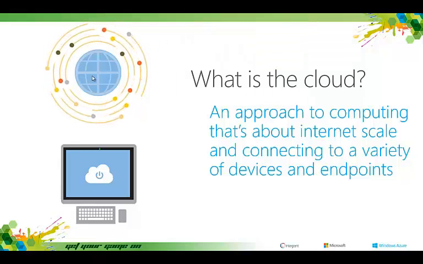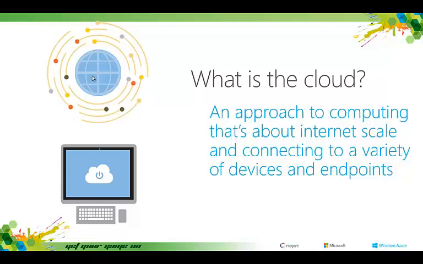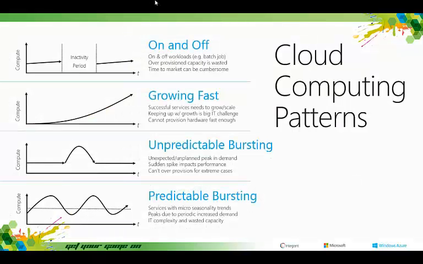So it's this approach to computing that's about being able to scale either very small or very large, and do it on the same infrastructure with the same set of resources, as well as being able to deliver that to a wide variety of devices and endpoints out there. One of the other things we often look for with cloud computing is to be able to deal with computing workloads that are more difficult to handle in an on-premise situation, right?